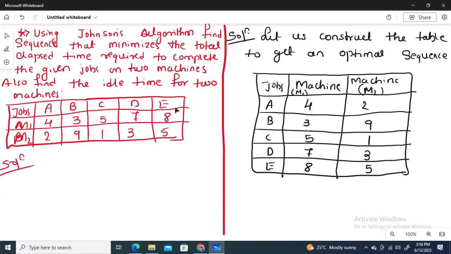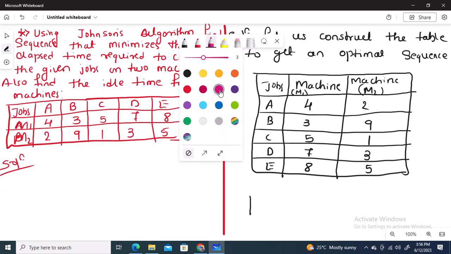See here, I have just written one simple table. This table helps us to find the optimal sequence. Jobs are given, so I have written the jobs, and the machines and their times are given, so we have written those. Now we have to write the optimal sequence. So I'll just write the optimal sequence for this.